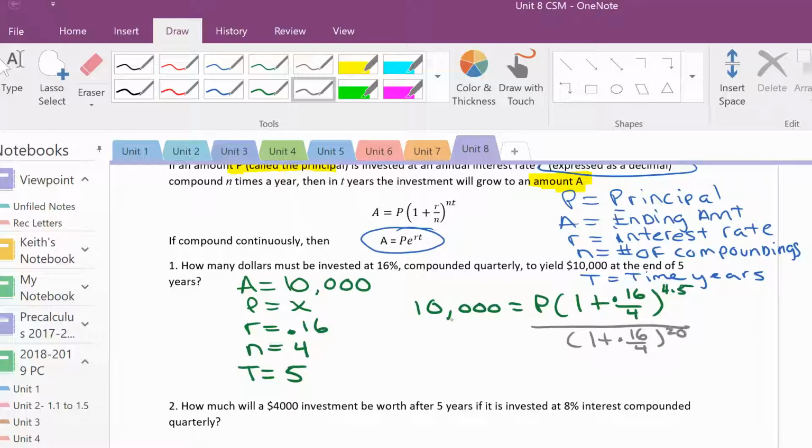to the 20th. So we divide. Now, we can put this in our calculator at once. We don't need to split it up. In fact, it's not recommended because that's where mistakes happen.